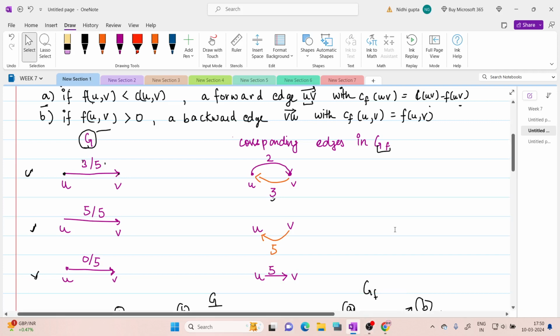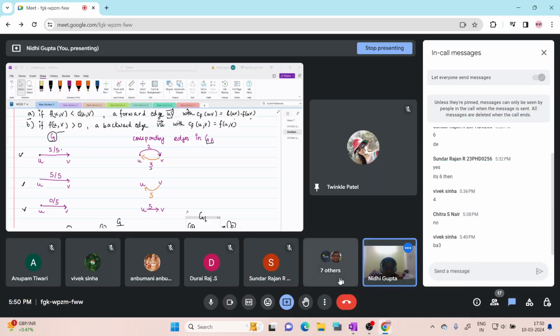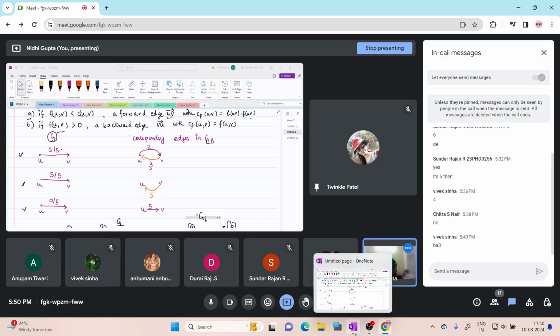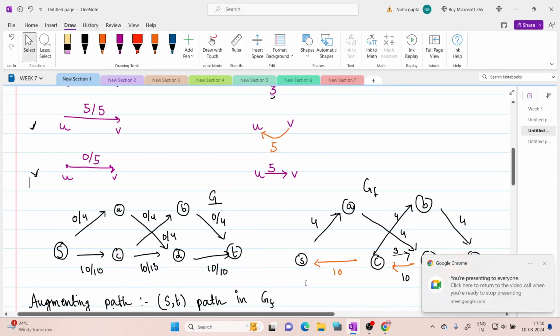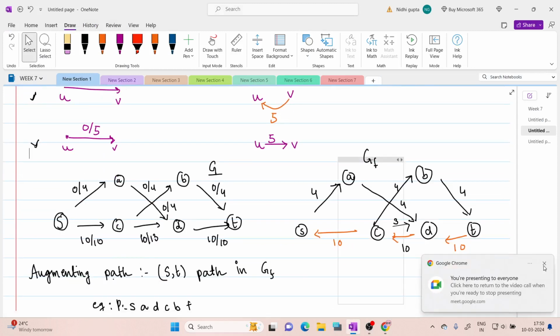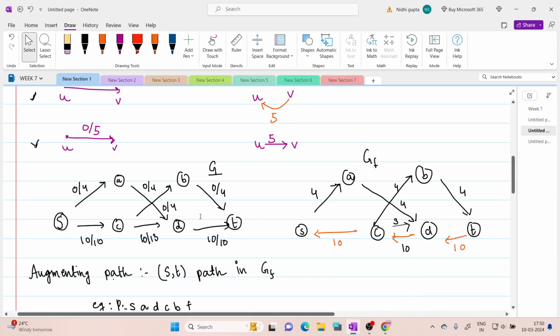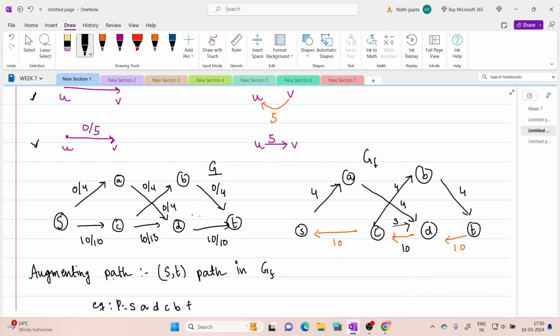So why are we, given a flow, first constructing the residual graph? With the help of the residual graph, we'll be able to tell whether the given flow is maximal or not. Hence we are constructing it in this manner. So let's try it with an example. Suppose this is my graph, my network G, and now I am constructing G_f.